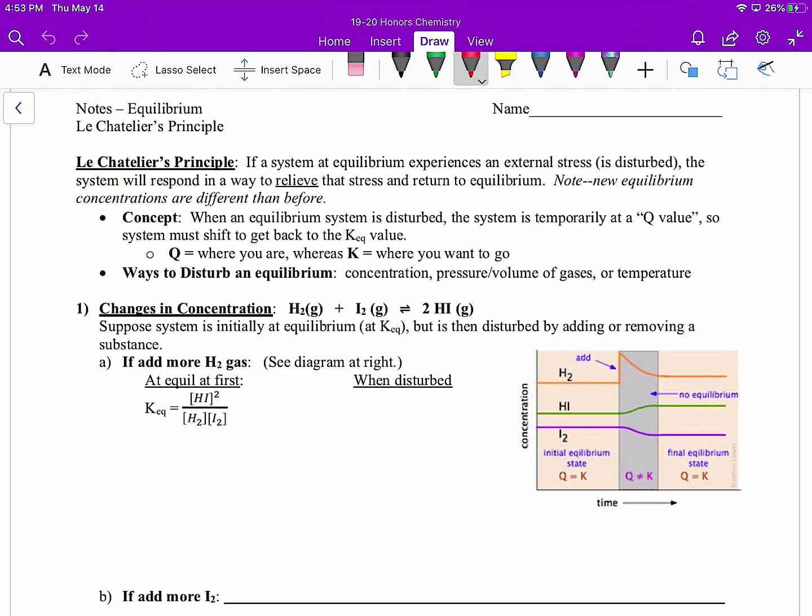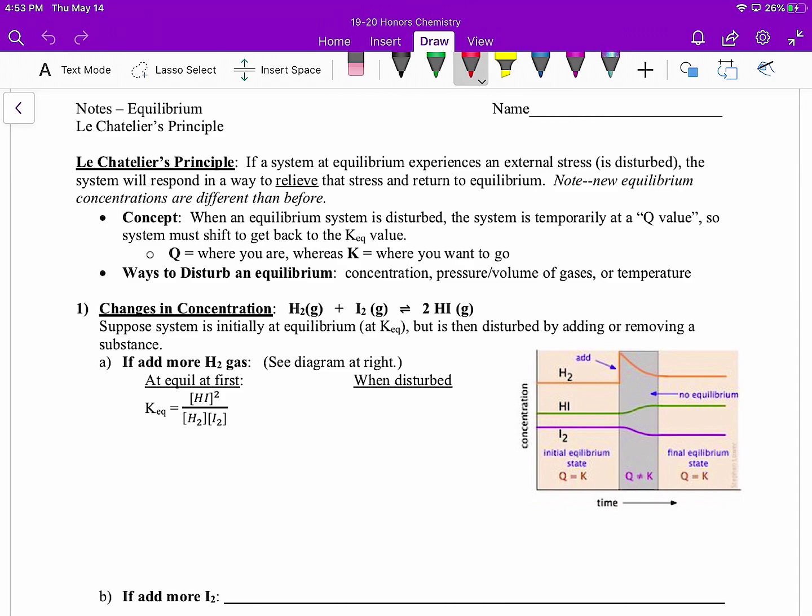All right, the last set of notes for the equilibrium subunit will discuss Le Chatelier's principle. This is a little more conceptual than mathematical, but we're talking about what happens when you take a system that was at equilibrium and then do something to change it.